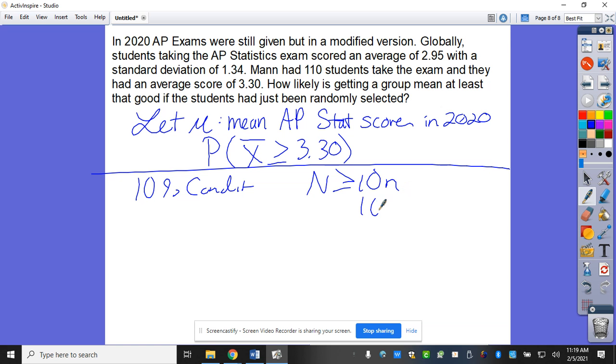We're plugging in what is n? 110. So capital N is greater than or equal to 1100. So I'm going to talk through this instead of writing it, time-wise. So they're at least 1100 what? Specifically the AP Stat students, specifically in 2020, but not specific to man.